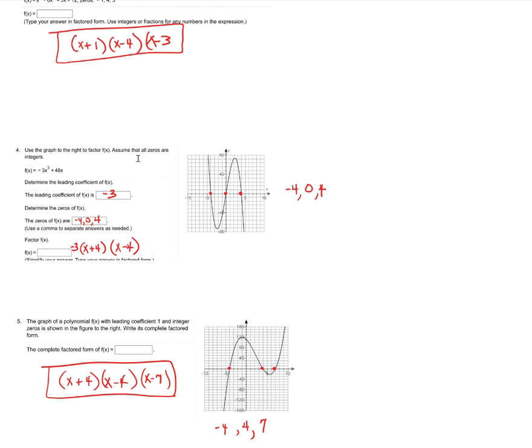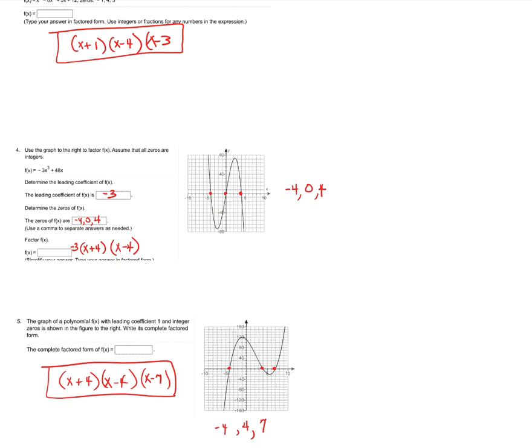Use this graph to answer the following. So we need to know the leading coefficient. Well, we've got that here. So that's -3. The zeros are -4, 0, and 4. Write those with commas between. Now factor that, and we don't need to put x minus 0. That just doesn't have to be there.